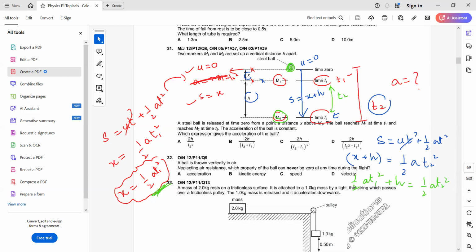They want us to find an expression for acceleration. So let's bring accelerations on the same side. So h equals half a t2 squared minus half a t1 squared, right? So let's take half a outside. So this becomes half a times (t2 squared minus t1 squared). So a would now be equal to 2h over (t2 squared minus t1 squared). So do we have something like that? 2h over, yeah, that's D, right? 31 is D.